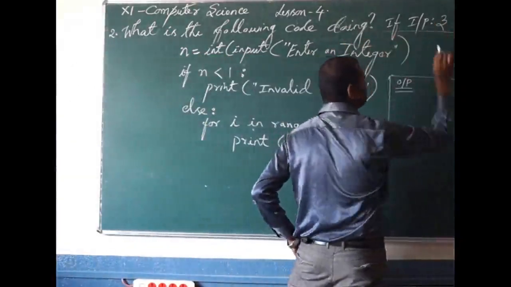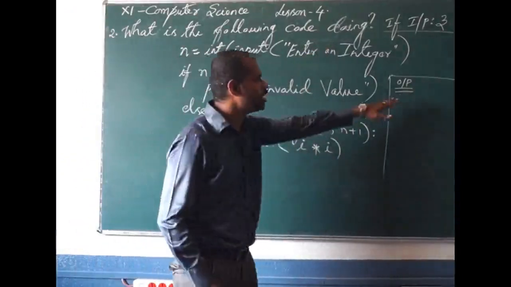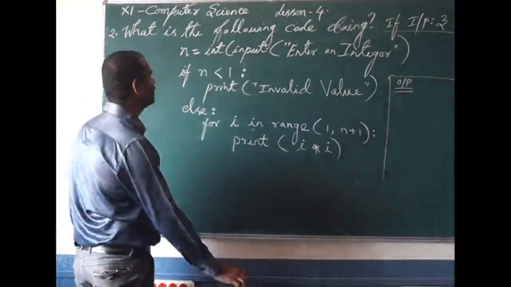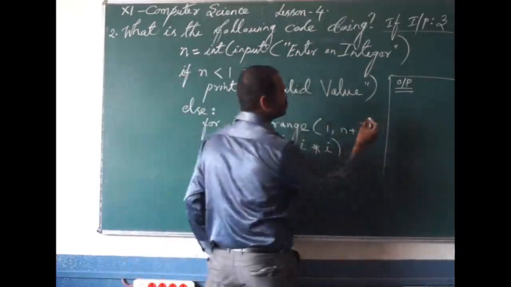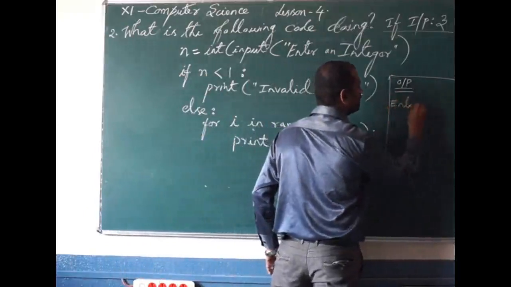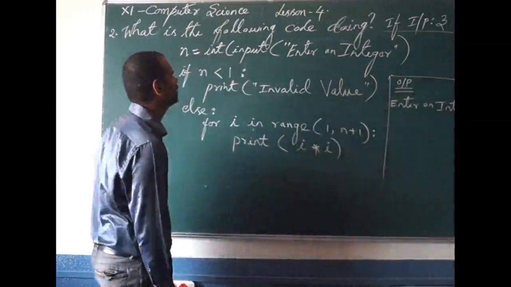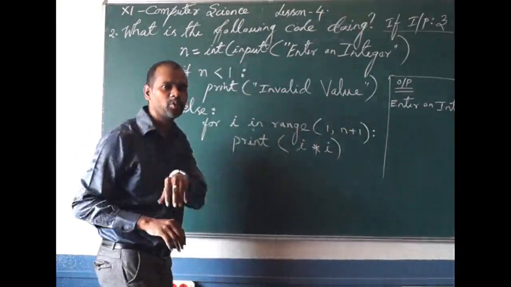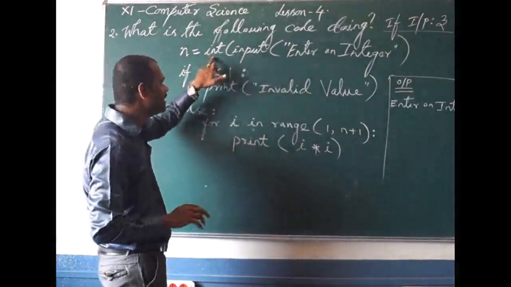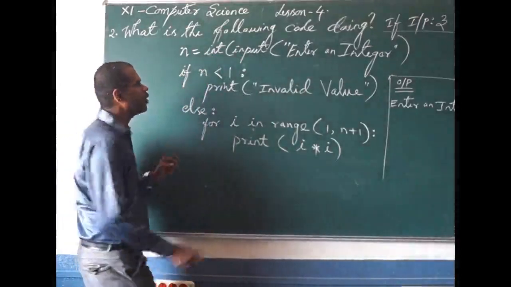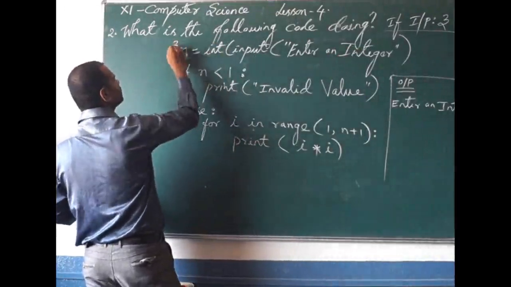If the input is 3, what is the output? We can check. Okay, listen, "Enter an integer" will be printed first. Then it will ask for keyboard input, so you have to give any integer number. Suppose you give the number 3, so that 3 will be stored in n.